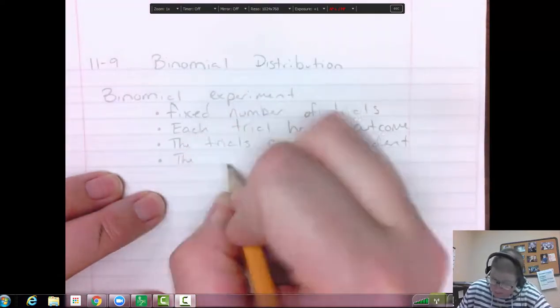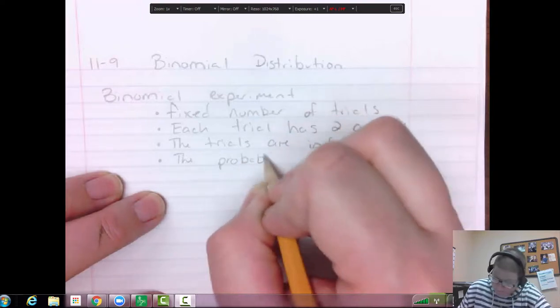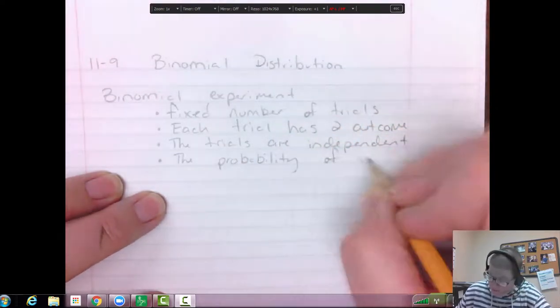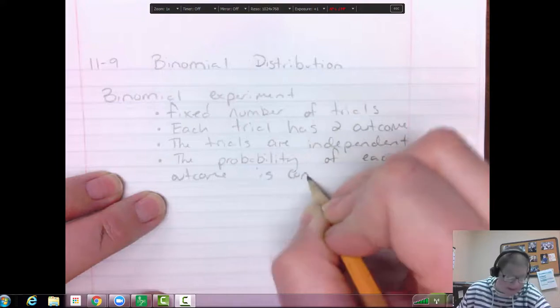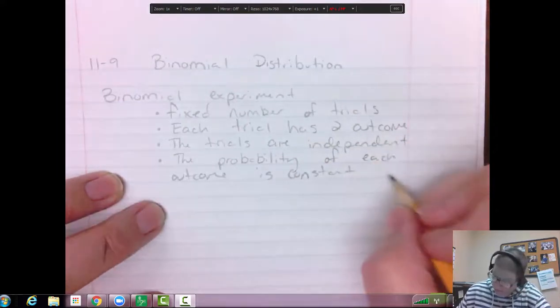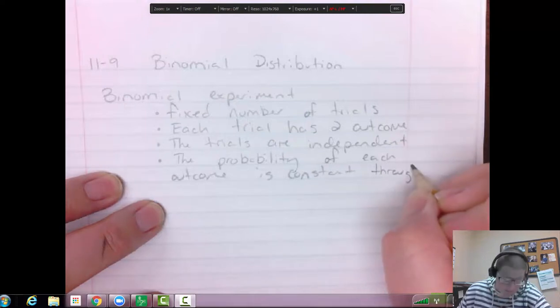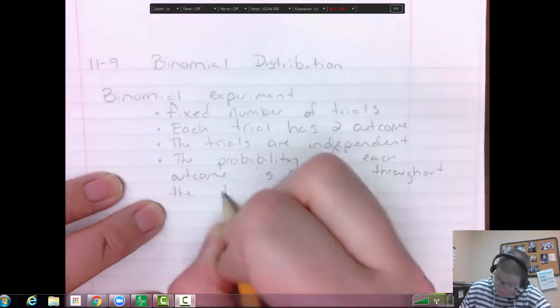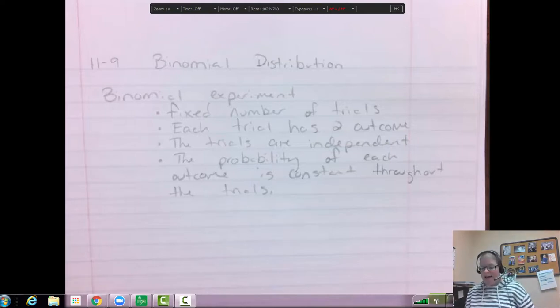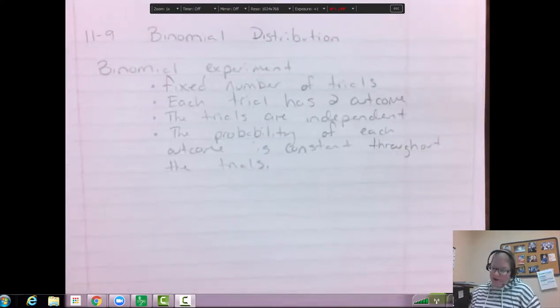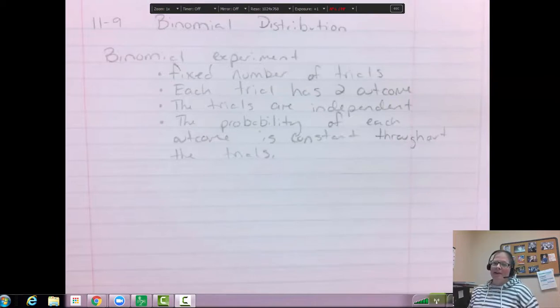The probability of each outcome is consistent. It means it stays the same throughout the trials. Basically, while you do each trial, your probability stays the same. It's consistent. You can't change from one to the next. Like if I'm flipping a coin, it can't change the probability. So maybe it's weighted a little bit and heads has more probability than tails. I can't switch and make it a normal coin in the middle of the experiment, kind of idea.